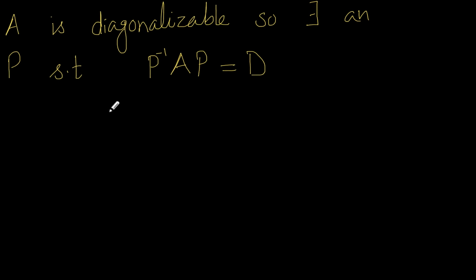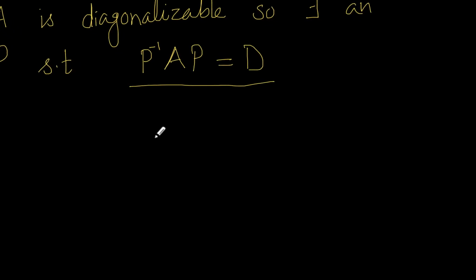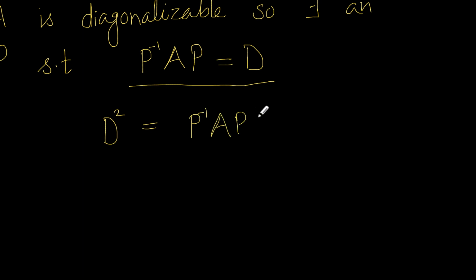So we have this equation. So D square, you can repeat this equation two times: P inverse AP, P inverse AP. We know that PP inverse is the identity matrix. So P inverse A I A P, and AA will be A square. I am skipping one step, okay.